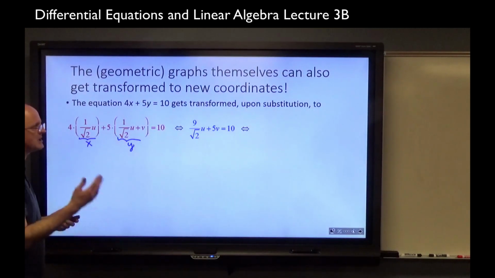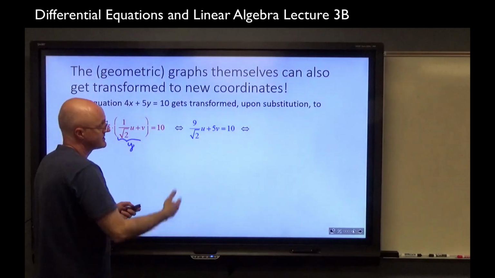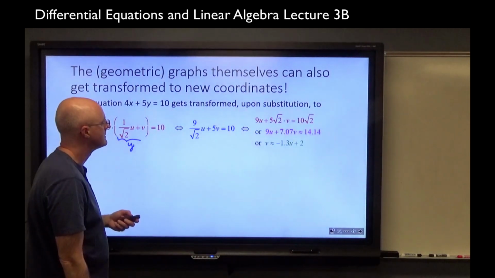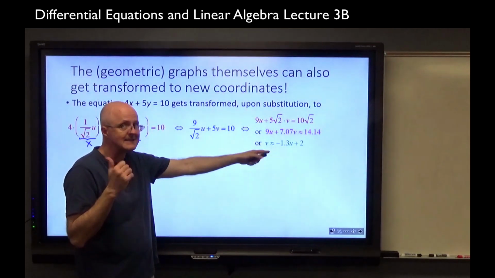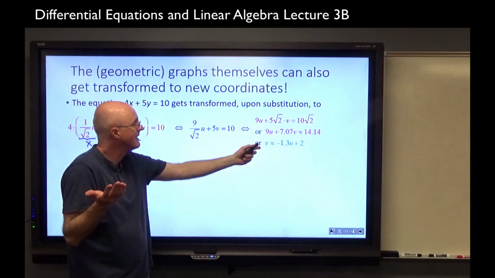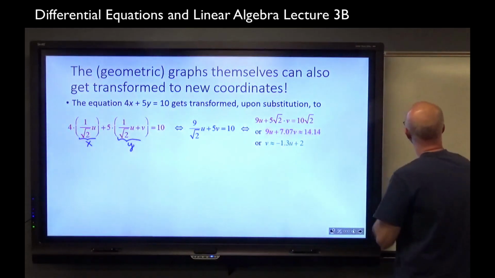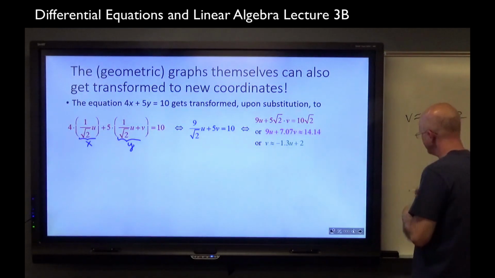You may want to rearrange, you might want to multiply everything by square root of 2, and you may want to solve for v as a function of u, and that's some things I did there, and I approximated as well. This will help us here in a second to see that it's the same graph. Remember that, v is approximately, let's write it up here. V is approximately negative 1.3 u plus 2.